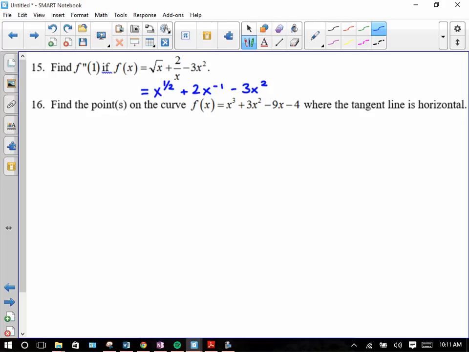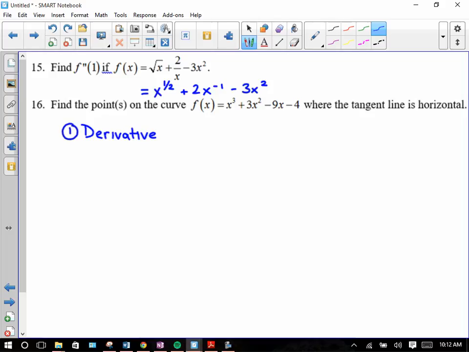Find the points on the curve with a horizontal tangent line. So what's the first thing we're going to do? Find the derivative. Okay, so find the derivative. Guys, this one's really important, understanding what it means for horizontal tangents. What does that mean for the slope of that tangent line? Horizontal.